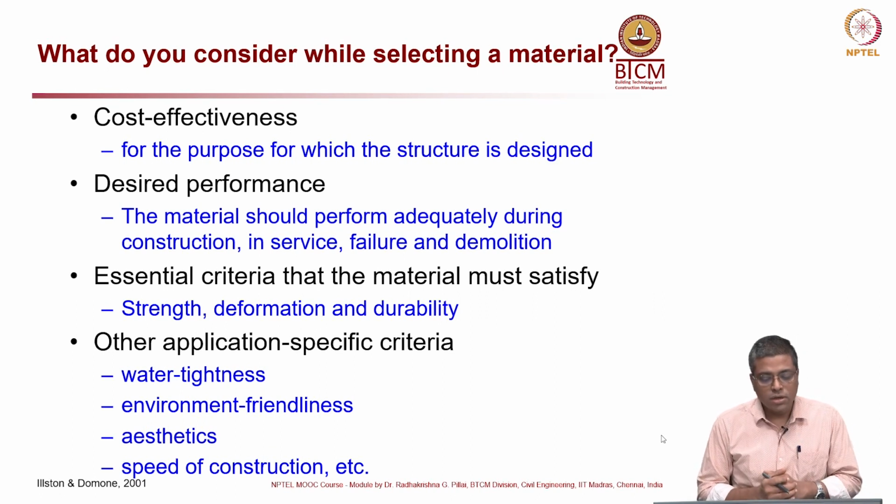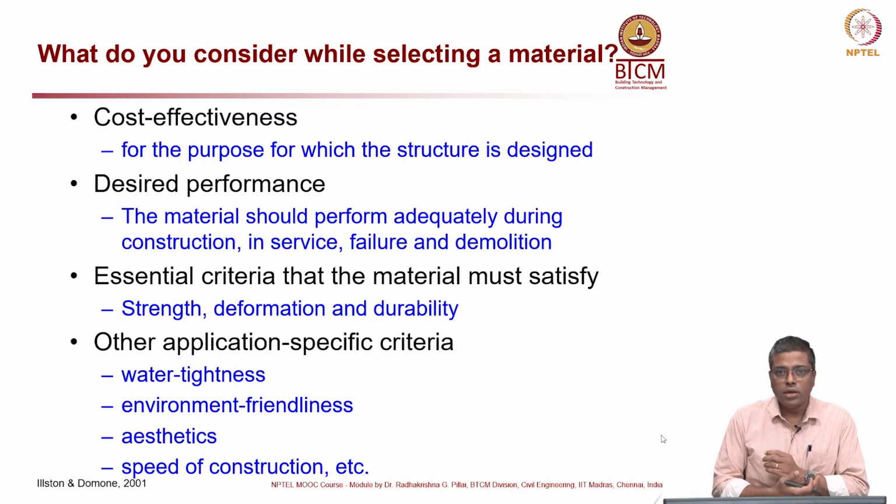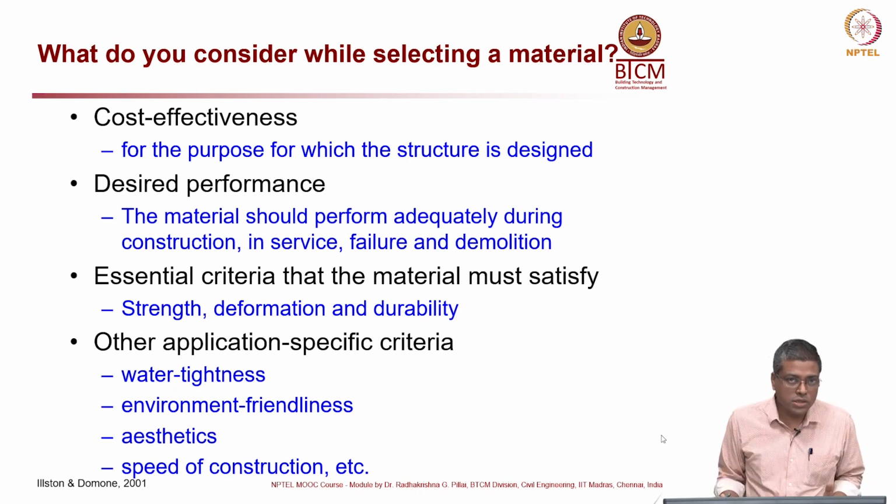Now, cost effectiveness for the purpose for which the structure is designed. For example, you can design a bridge considering different material options. The cost will depend on what type of material you are using. If it is a wooden bridge, it might be a different cost. If you are talking about a concrete bridge, or a steel bridge, the cost will change significantly. So we have to think about the cost of the structure while we are designing the material systems itself, and cost has to be kept in mind.